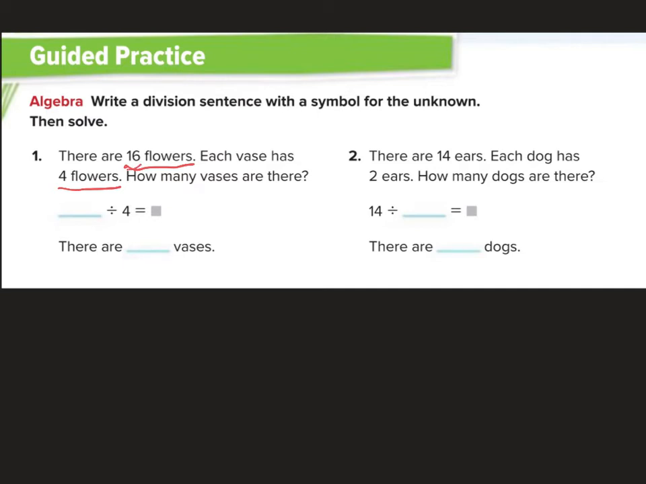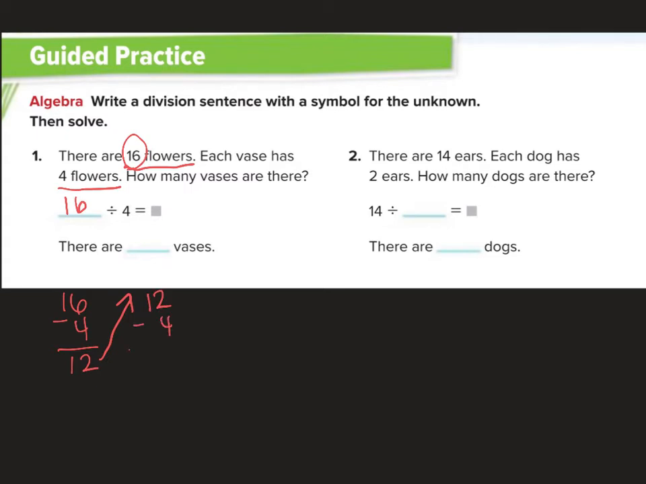Okay, so I have 16 total, and I've noticed in a division sentence, just like subtraction, the first number is always the greatest number. So if I have 16 flowers, I'm dividing it among 4 flowers in each vase. How many vases? Okay, let's do our repeated subtraction. 16 minus 4 is 12. Bring 12 up.